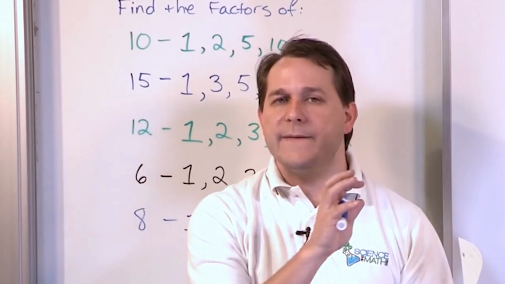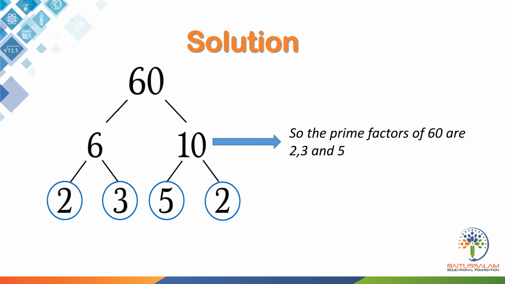Find the prime factors of 60. If one wants to find the prime factors of 60, what will he do? He can use the factor tree method. When we multiply 6 by 10 we will get 60, then 6 can be further multiplied by 3 and 2 and 10 can be multiplied by 5 and 2.